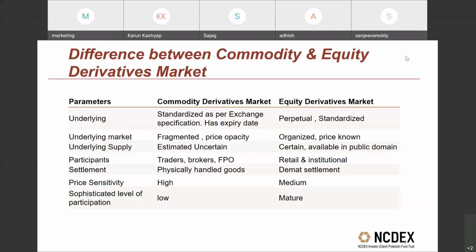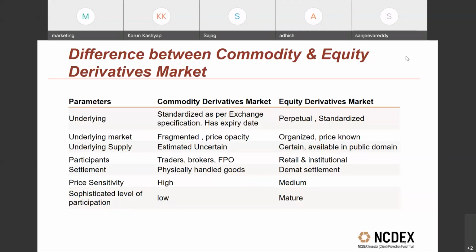Then the market. This is basically a difference between commodity derivatives and equity derivatives, because in equity, the spot market is also traded on the exchange platform, but that does not happen in the commodity market. So the underlying market is very fragmented. Suppose we take soybean: there is not one physical market where soybean is traded, but hundreds of different mandis. So this is a very fragmented market, whereas equity is an organized market where spot also trades on the exchange platform.